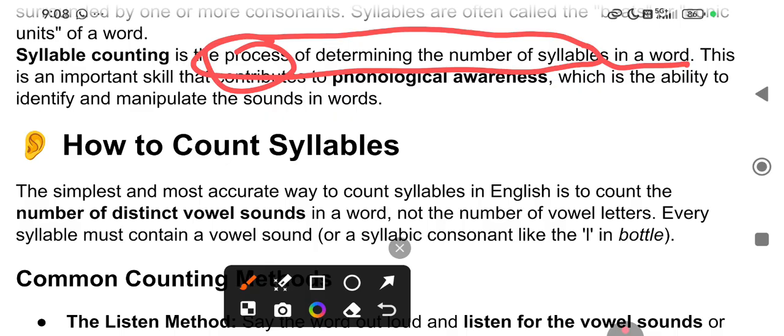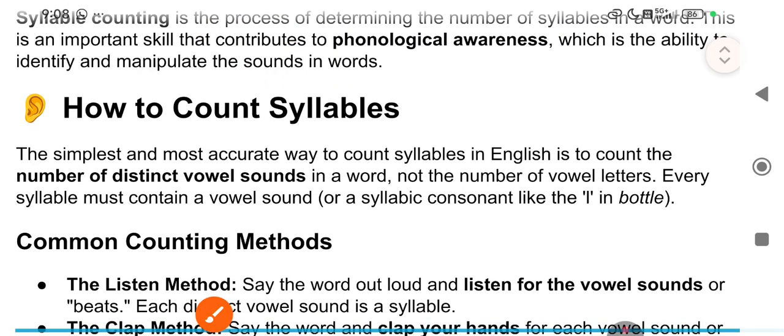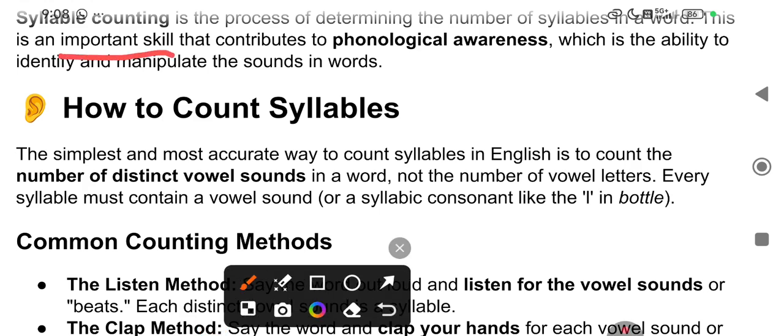This is an important skill that contributes to phonological awareness. Very important skills we should know. Syllable counting is a skill, and if you have a good idea of it, then phonological awareness will increase. It means you will be more aware of spelling, writing, and pronunciation, right? So it will be very helpful to remember spellings and correct sounds, because you will catch the correct sound, right?